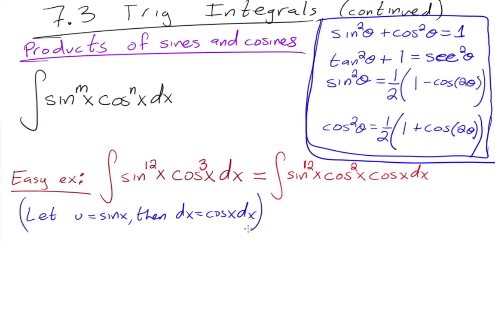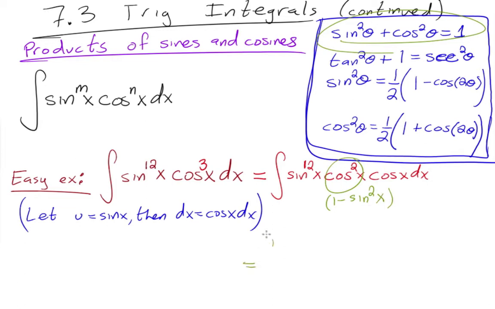Let me put this in parentheses. Now, can I use the same substitution still, where I would let u equal sine, and then du is cosine x dx? How would I deal with this extra cosine squared? Yes, exactly. You would use a trig identity, the first one, to change this cosine squared into 1 minus sine squared x, right?